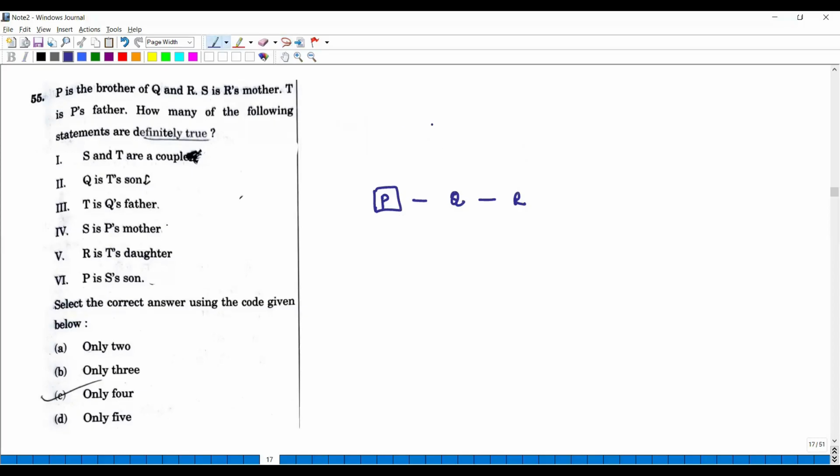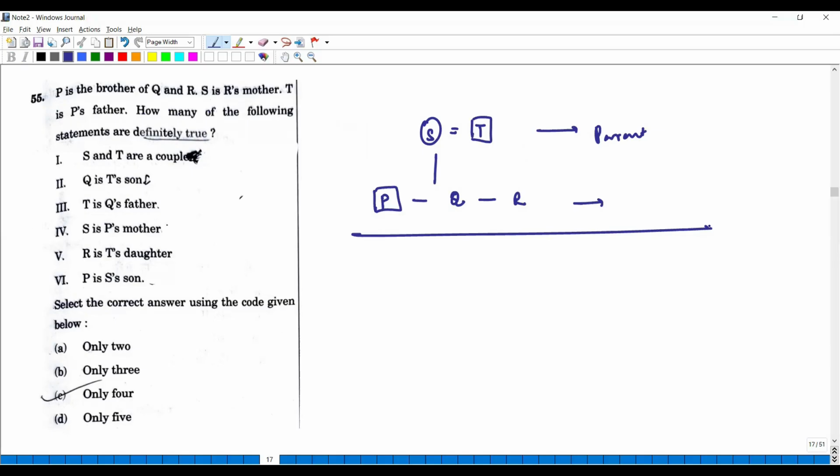S is R's mother. So S is the mother of all of them. And T is P's father. So T is the husband of S. So these are the parents and these are the children. And their children. So how many of the following statements are definitely true?